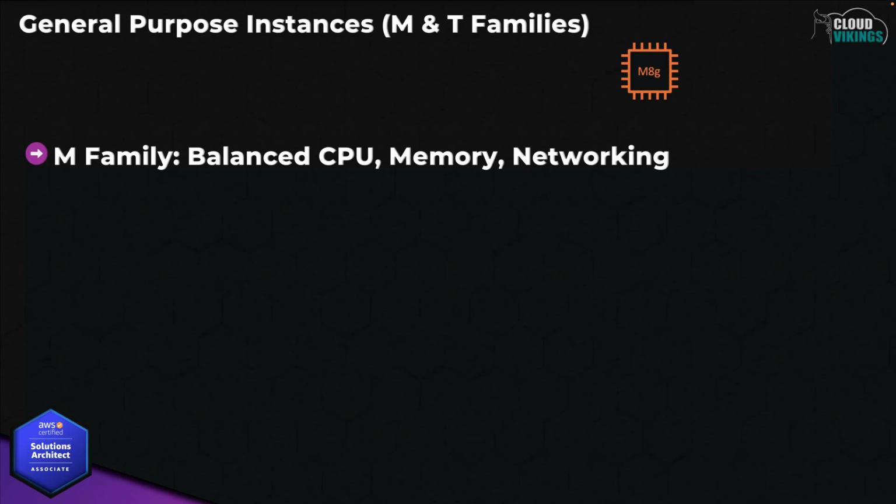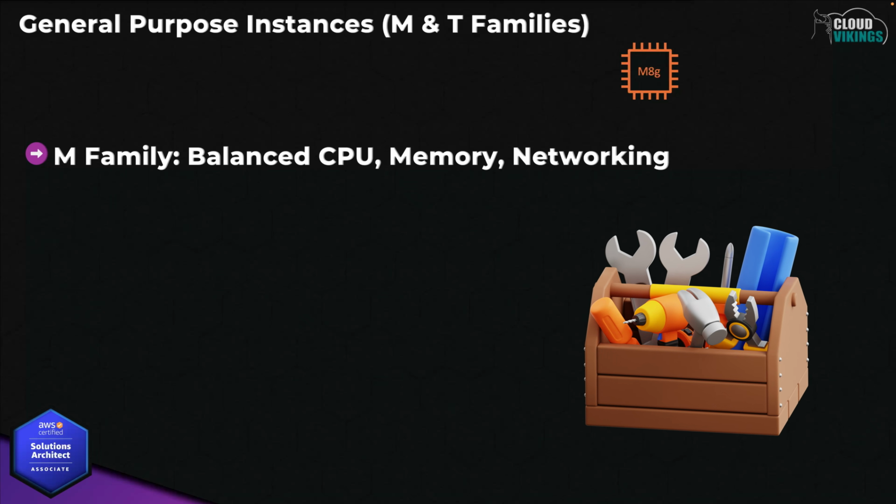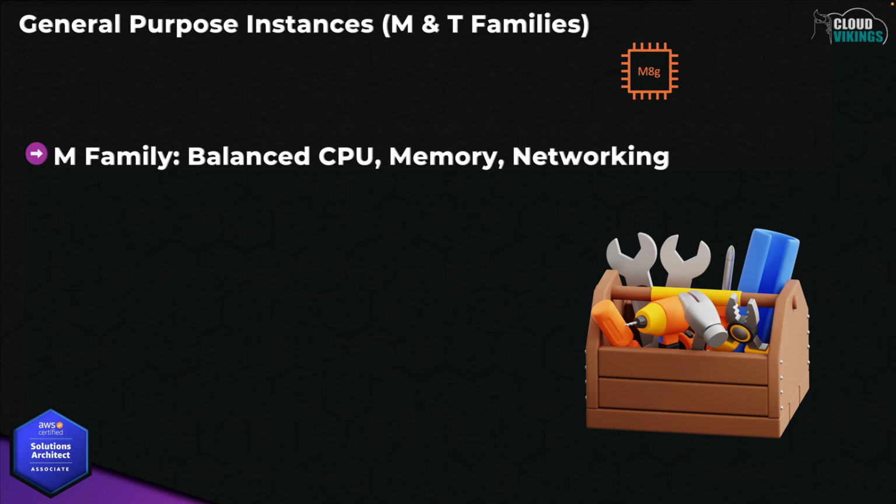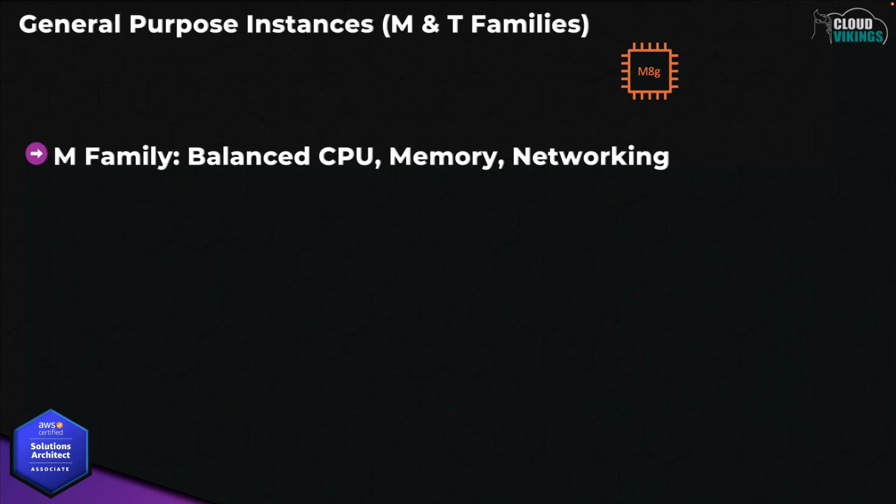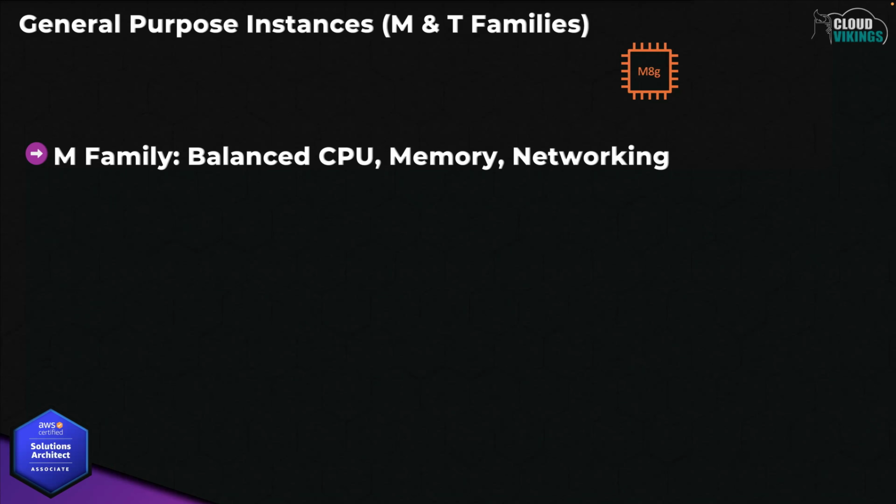Essentially, these M instances are the jack of all trades. They give you really solid performance across the board. They're ideal for applications that use CPU, memory, and networking roughly in equal proportions. For example, a typical web application or API server often fits this pattern, as do many enterprise applications. The M family's balanced nature means you're not heavily over-provisioning one resource to get enough of another. You essentially get a little bit of everything, and this makes them a popular default choice for general workloads.